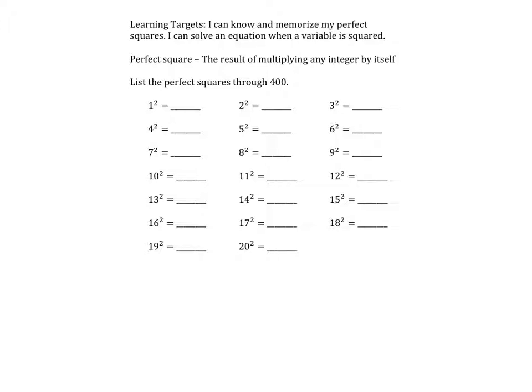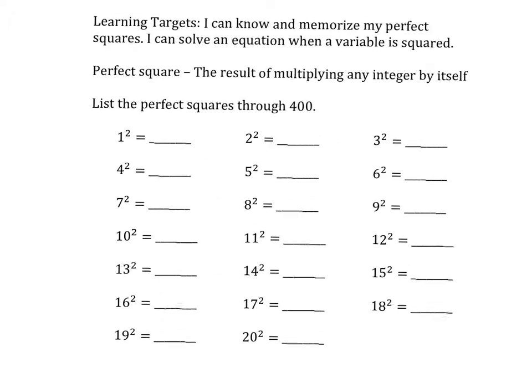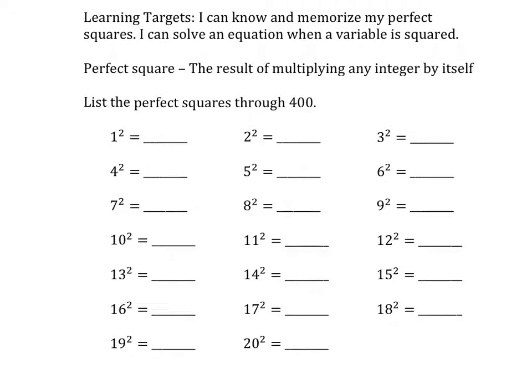Our learning targets today are: I can know and memorize my perfect squares, and I can solve an equation when a variable is squared. So just a quick definition, a perfect square is the result of multiplying an integer by itself. Okay, so we are going to list all the perfect squares through 400.